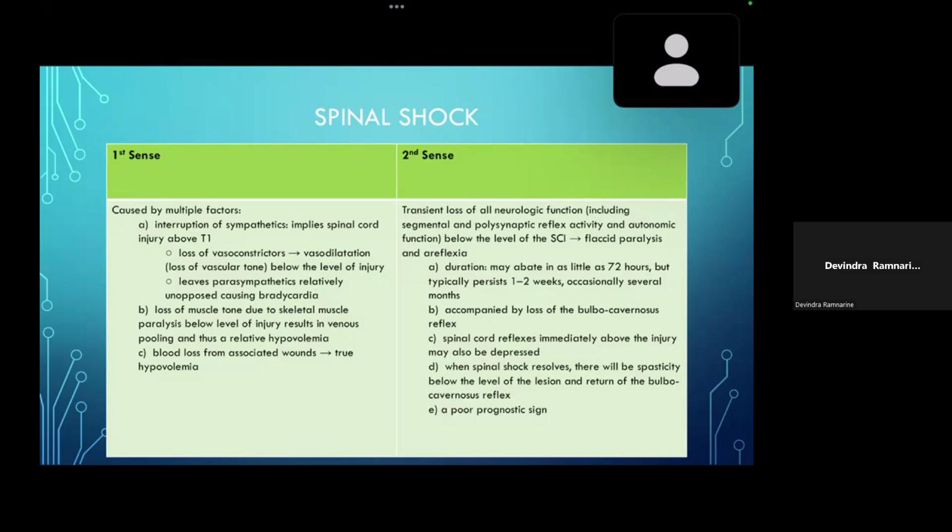I'm just going to pause you here. These are two different terms. You've got spinal shock, which is the transient loss of neurological function. However, the loss of sympathetic output is neurogenic shock. In neurogenic shock, you have the bradycardia and hypotension. So we just have to be very careful to separate those two.